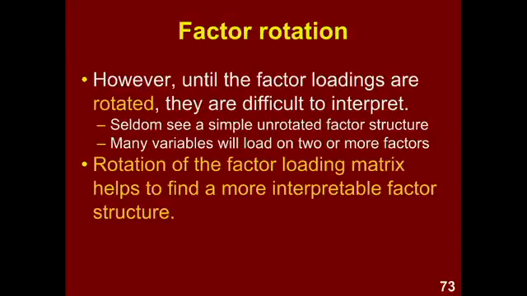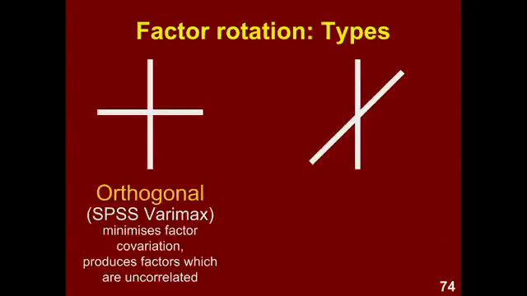Okay, so there are 2 ways to rotate the factors, and they are either orthogonal, which SPSS calls Varimax, and what that does is it tries to keep your factors to be uncorrelated. So if you think of personality, personality theoretically has uncorrelated factors. If I'm extroverted, that doesn't necessarily tell you anything about how conscientious I am. They're fairly uncorrelated.